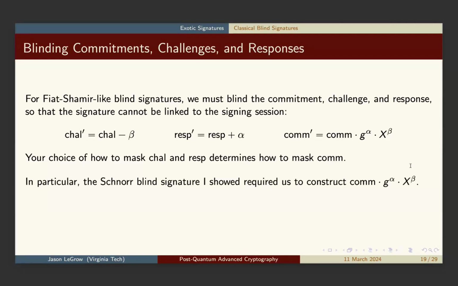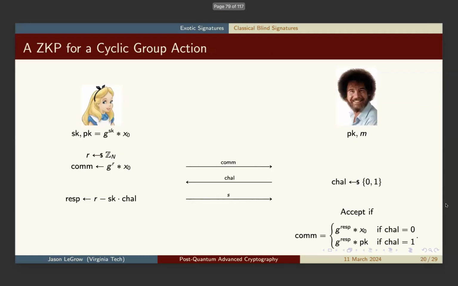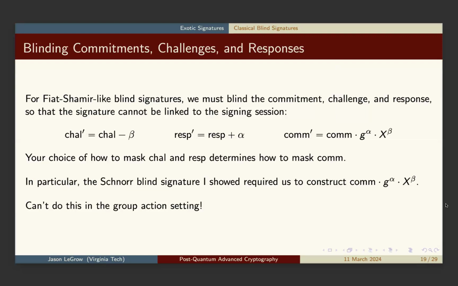In particular, if you look at the Schnorr blind signature, if I mask the challenge by subtracting beta and the response by adding alpha, then in order to mask the commitment, I need to multiply the commitment by g to the alpha and then again by x to the beta. This works great in the Schnorr setting, of course, but when I move to group actions, it's completely hopeless because the commitment isn't a group element. And this x here, that'll be the public key, also not a group element. So I can't raise it to the power of beta and I can't multiply it by anything. So totally hopeless in the group action setting. So here, do you need alpha beta to be uniform? Yes, in order for the proof to go through, you want this to be chosen uniformly at random.